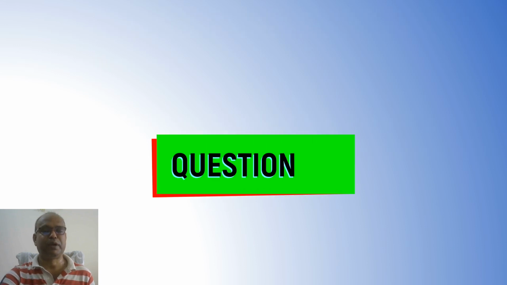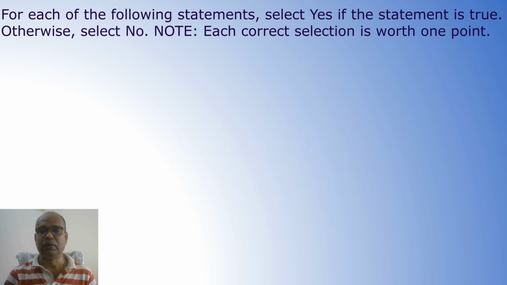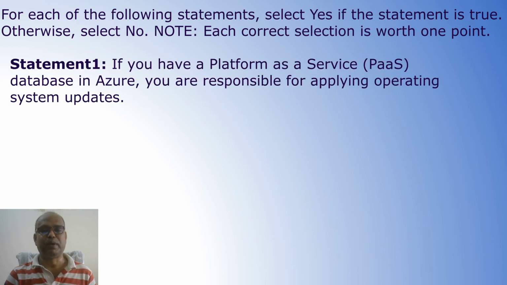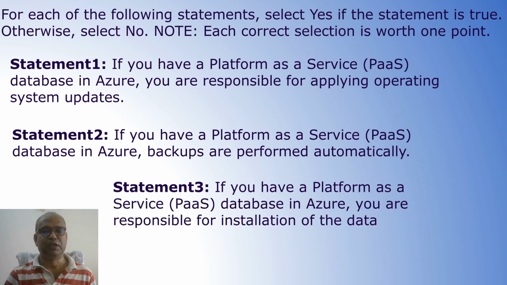Next question. Question number 82. For each of the following statements, select yes if the statement is true. Otherwise, select no. Note, each correct selection is worth 1 point. Statement 1. If you have a platform as a service, PaaS, database in Azure, you are responsible for applying operating system updates. Statement 2. If you have a PaaS database in Azure, backups are performed automatically. Statement 3. If you have a PaaS database in Azure, you are responsible for installation of the database engine.